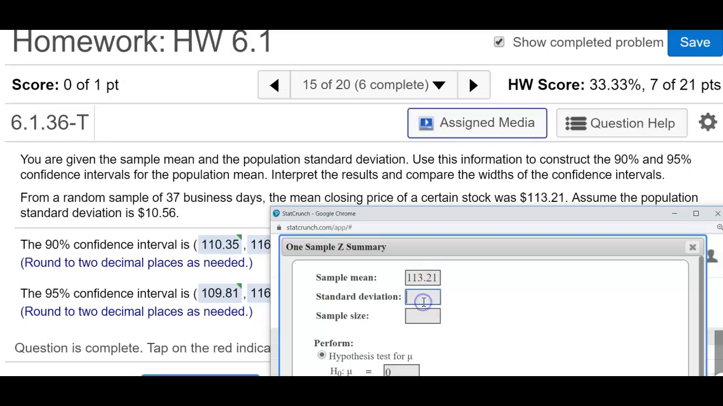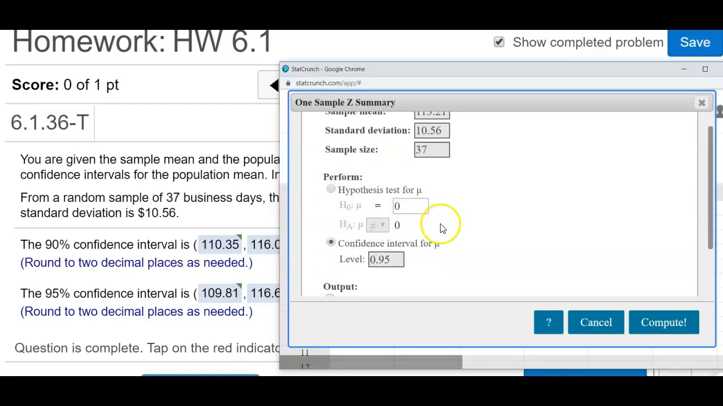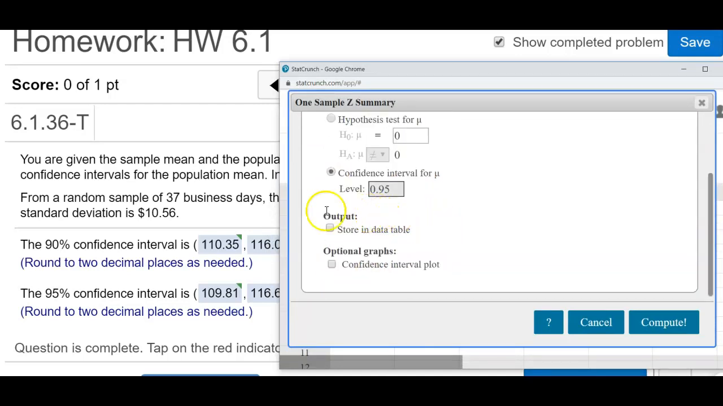3.21 standard deviation, 10.56, sample size 37. Did I plug the right numbers in the right place? Let me cross check. Yes, I did. And then remember you have to click confidence interval, not the hypothesis. That's the one that's defaulted. And my confidence level is 90%, so I'm going to go ahead and change it to 90 and compute.